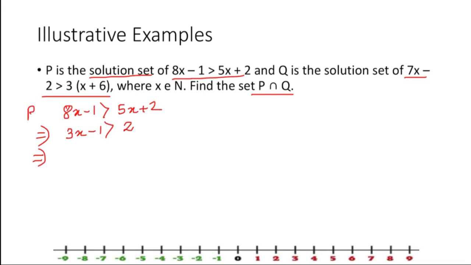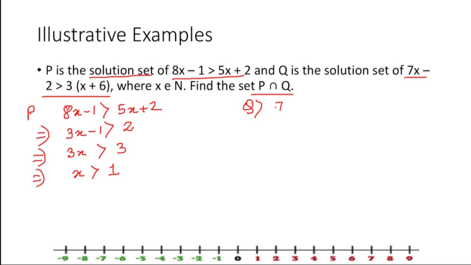Next we need to move all the constant terms to one side of this inequation. In order to do that, we add a positive 1 on both sides. So 3x minus 1 and a positive 1 is only 3x, greater than 2 plus 1, which is 3. And finally the last step is to divide both sides of this inequation by the coefficient of x. Here the coefficient of x is 3, so we divide both sides by 3, and since we're dividing by a positive number, the sign of the inequality does not reverse. So the solution set for P is x greater than 1.